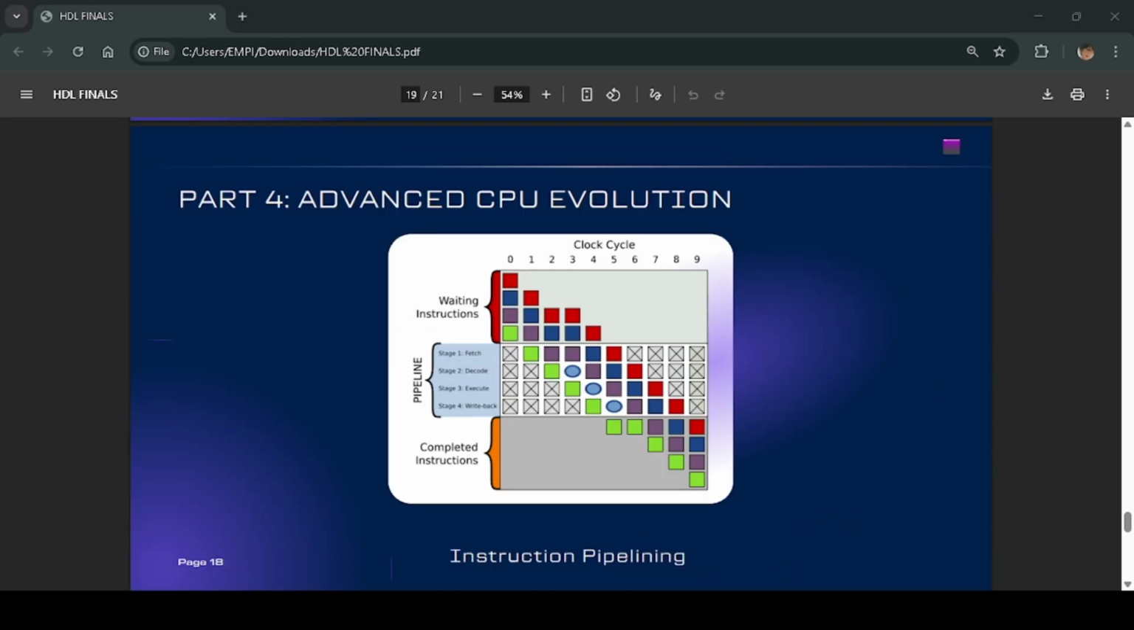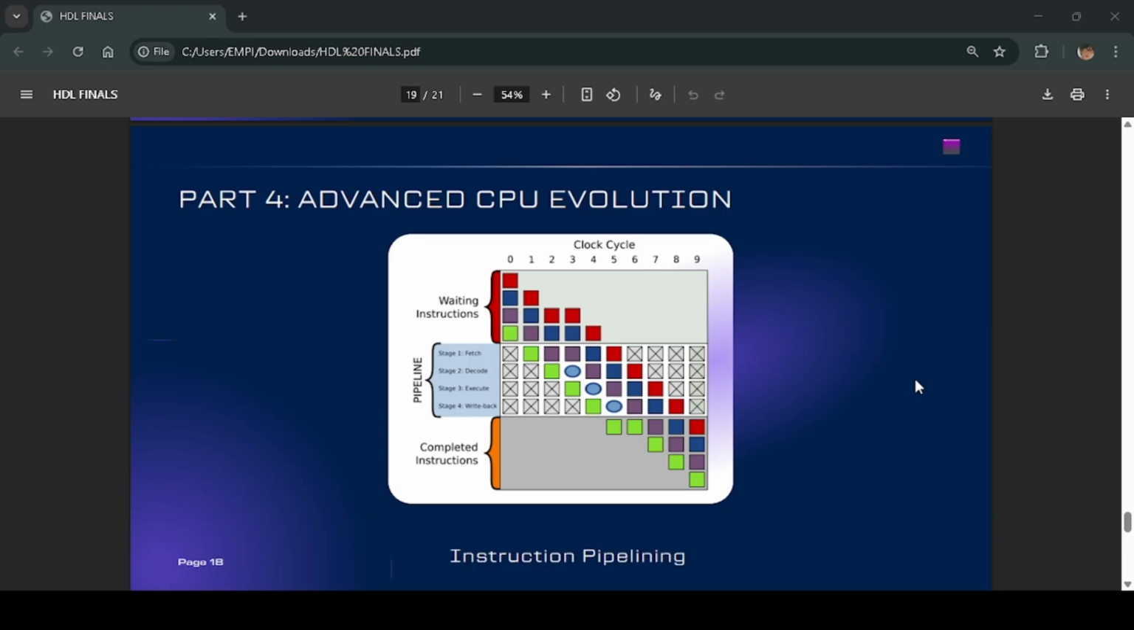Next is instruction pipelining. To overcome the underutilization of the fetch, decode, execute cycle, engineers developed instruction pipelining. Imagine a CPU assembly line. While one instruction is being executed, the next is being decoded, and the one after that is being fetched. This overlap dramatically increases throughput.